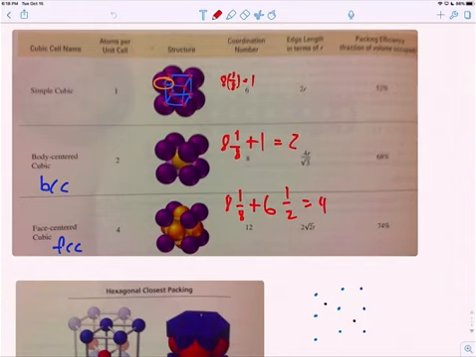Face-centered cubic has an atom on each of the faces. Each of the faces is like having half an atom, and there are six faces to a box. So if each of those six faces has half an atom, six times a half is three, and then you get one from the corners. So the face-centered cubic has a much greater packing efficiency.